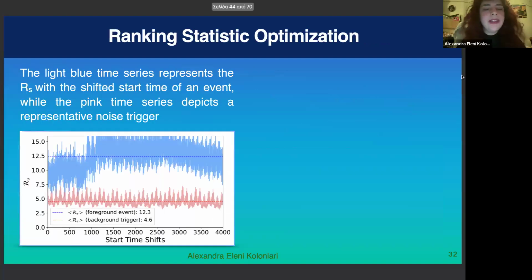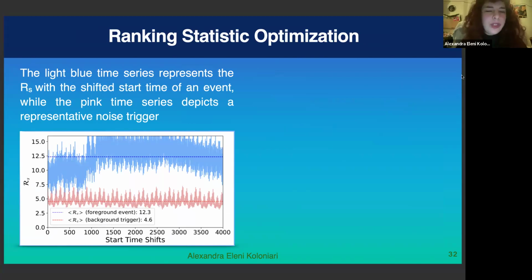Now, for the ranking statistic optimization, you see ResGW checks a 1 second segment, but in that 1 second, a signal could be anywhere in it. Could be in the middle, could be in the outer parts. But the thing is that the place where the signal is changes the ranking statistic that the network gives.